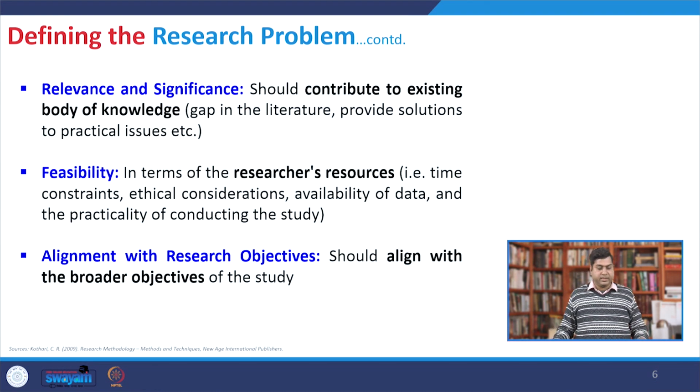Then the next feature is relevance and significance. It should contribute to the existing body of knowledge. The research problem that you pick up should not be just for the sake of doing some academic activity. There should be some sort of relevance. So, if you identify the research gap from the literature, then at the end of your research, it will add to that gap. So, next time any other researcher will identify your research as a contribution and take it forward for a further gap.